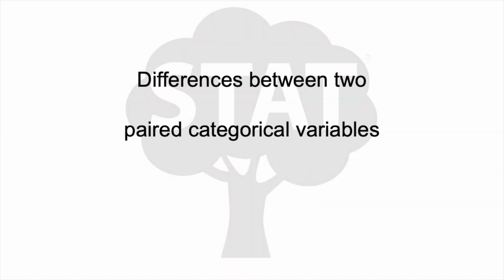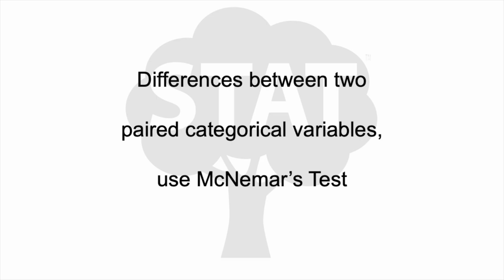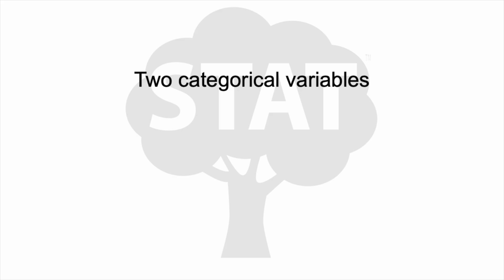To test whether there are differences between two categorical variables, the McNemar's test would be appropriate. This test is similar to the paired samples t-test, but for categorical variables. You will need two dichotomous categorical variables in order to run this test.